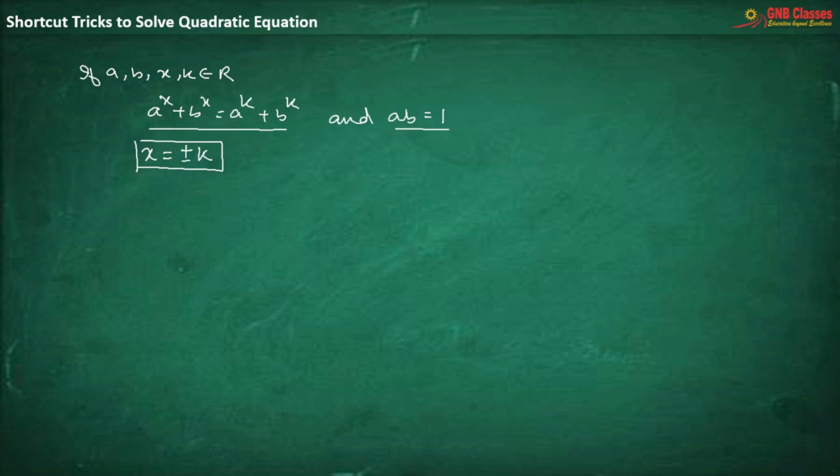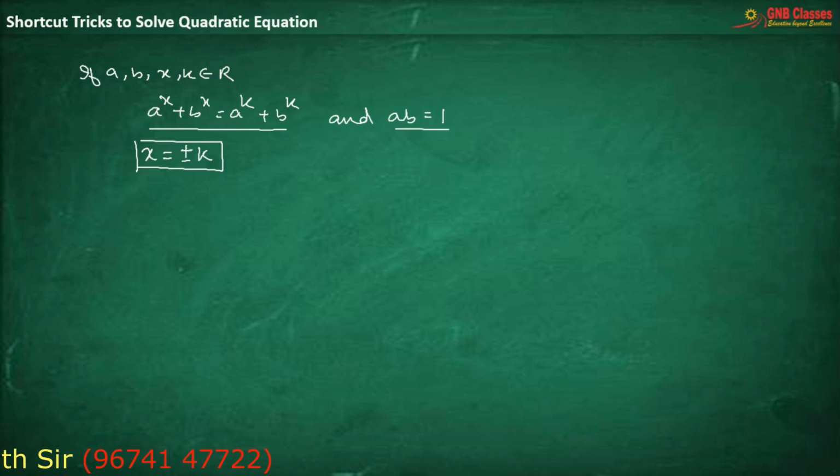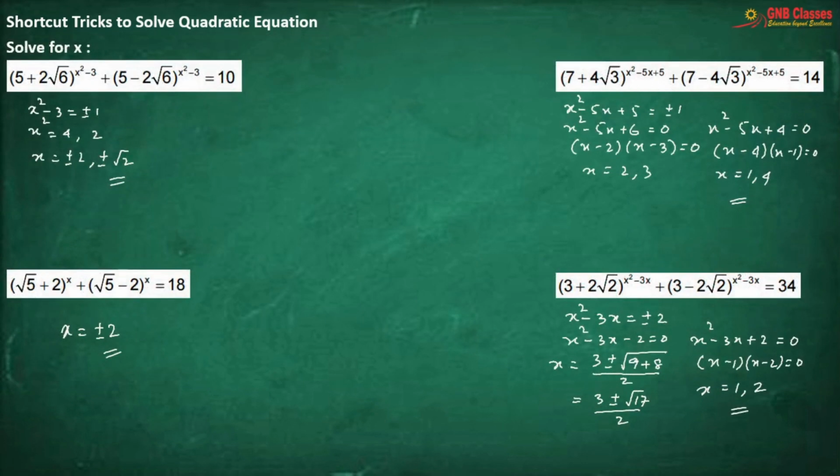If you see that in the question, the form is a to the power x plus b to the power x is a to the power k plus b to the power k and ab is 1, then directly you write the answer as x equals plus minus k. That's it. Is it clear? Now let us move to the problems that we have done right now. And now we will solve the problems again by using our theory.